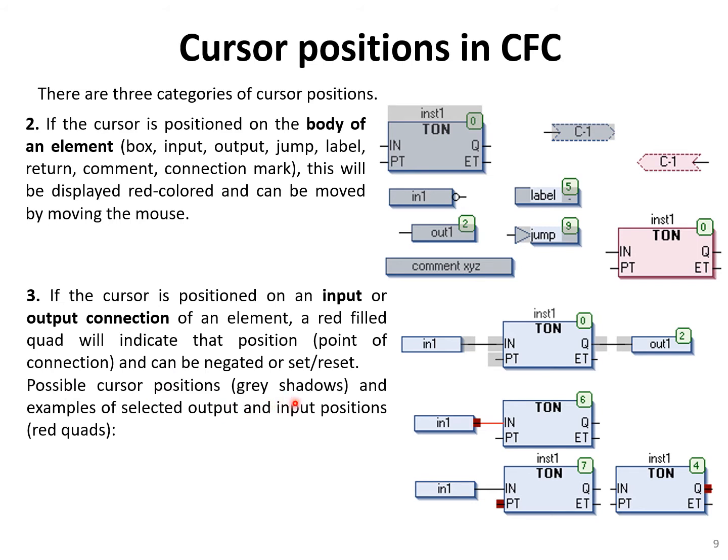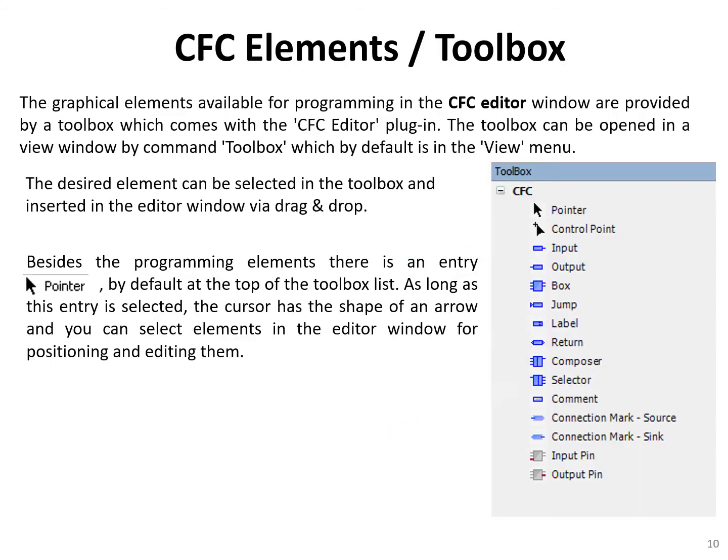Possible cursor position, gray shadow. An example of selected output input positions, red quad. So these are selected ones, and if you just hover around that, you will see the gray one, okay. And you could basically negate one input or set, reset it, etc. once you select it. Okay, so that was all about the cursor.